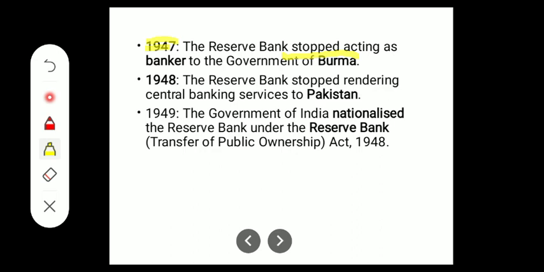Burma means Myanmar. It stopped functioning as a banker to the government of Myanmar. Then in 1948, the Reserve Bank stopped rendering central banking services to Pakistan. In 1949, the government of India nationalized the Reserve Bank of India. It is also called the Transfer of Public Ownership Act, 1948.